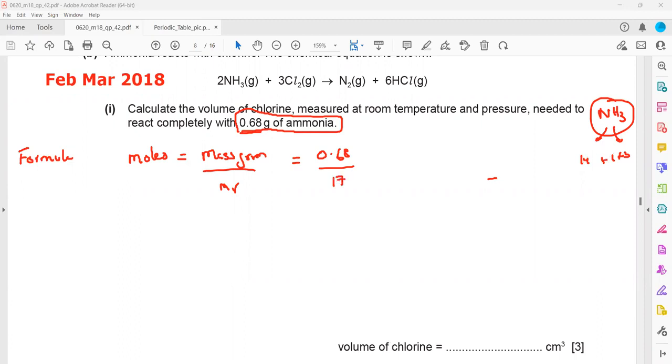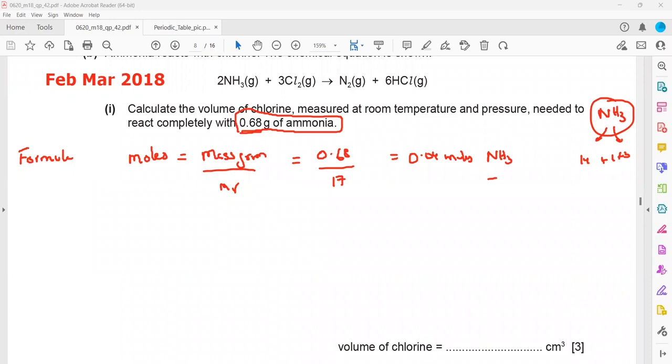So 0.68 divided by 17, what will it give? 0.68 divided by 17 will give you the moles of ammonia, 0.04. So we got 0.04 moles of ammonia, or NH3. Now we have the moles of ammonia, and at first we were having a mass, so we used moles equal mass in gram divided by molar mass.